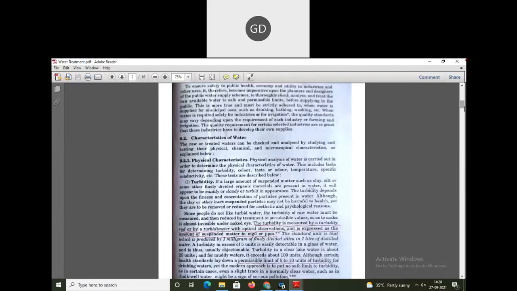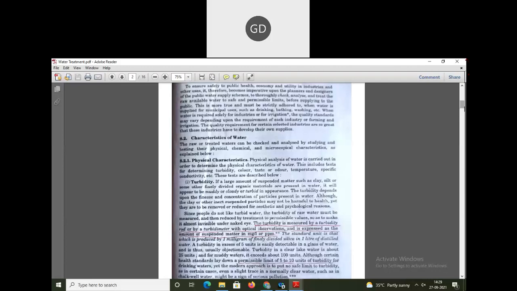We have to treat it because in extreme quantity we cannot drink it, and also for aesthetic reasons, or for psychological reasons, nobody is going to drink turbid water. So the turbidity of the water has to be first measured, and then treated to reduce. You cannot remove the turbidity to zero value, but you can reduce it to a permissible limit.